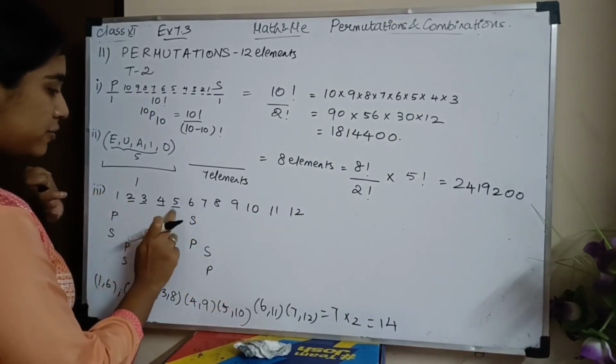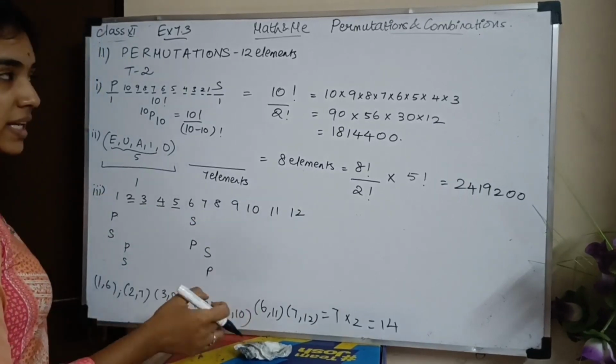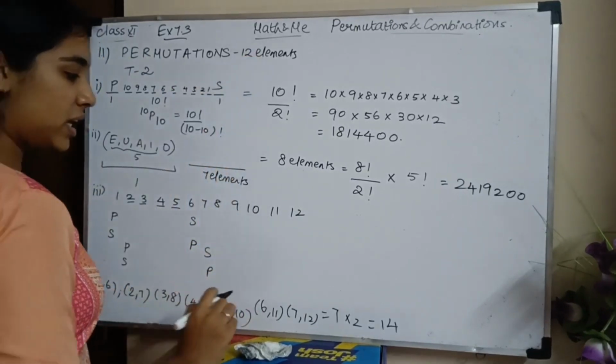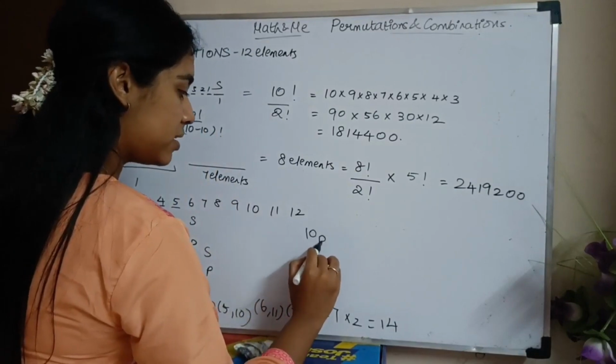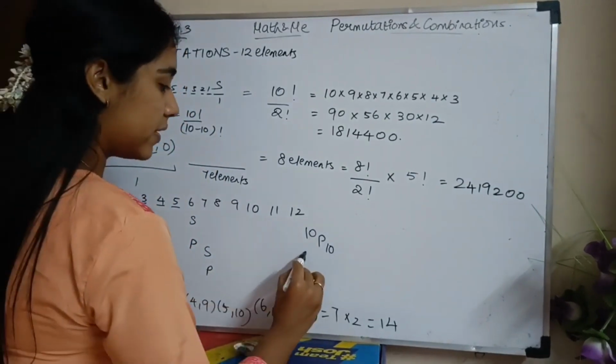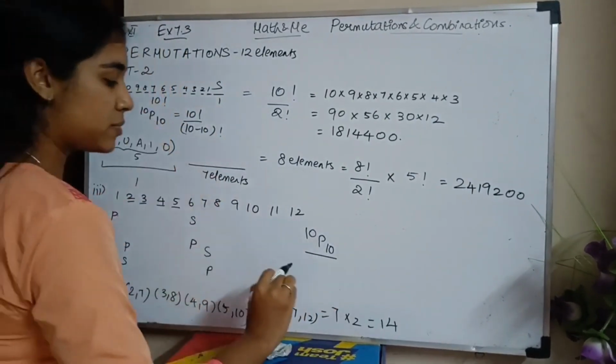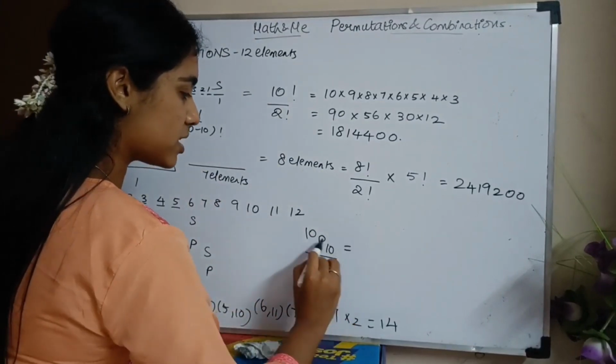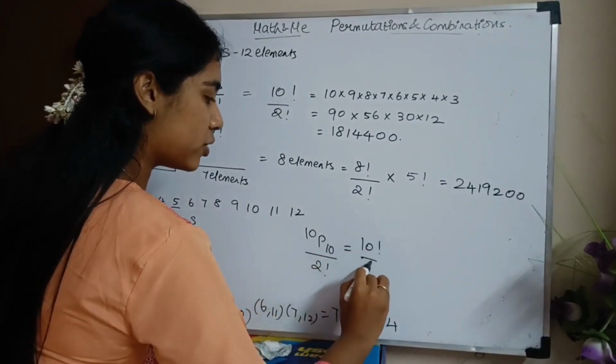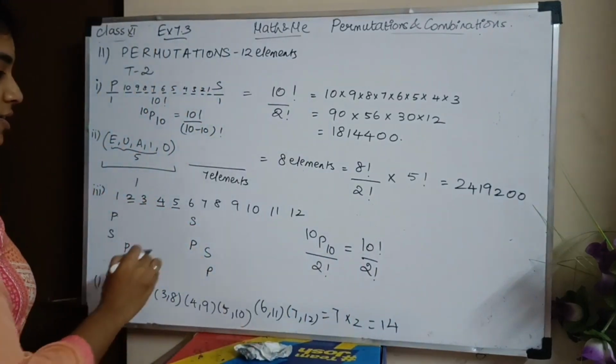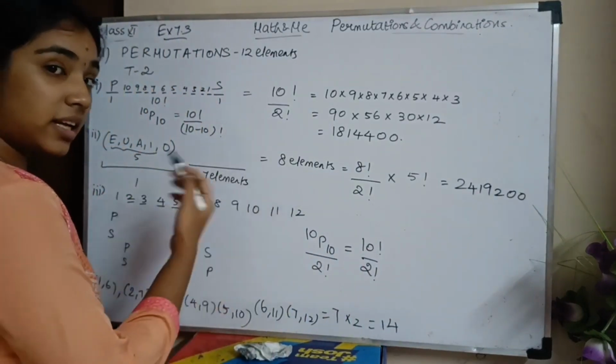I have 1, 2, 3, 4, 5, 6, 7, 8, 9, 10. 10 more places and 10 more elements that is remaining. So I can do them in 10 P 10 ways. Divided by, I have to neglect the T that comes twice. So 2 factorial. So this will be 10 P 10, that is 10 factorial divided by 2 factorial. So this is the way of arranging the other 10 elements.